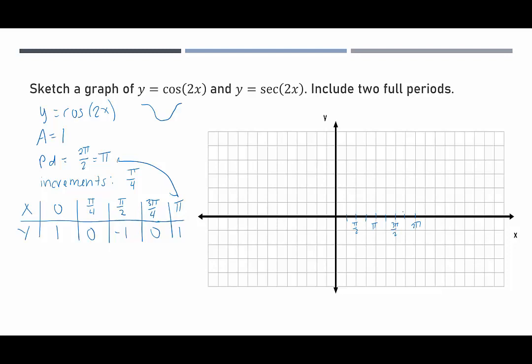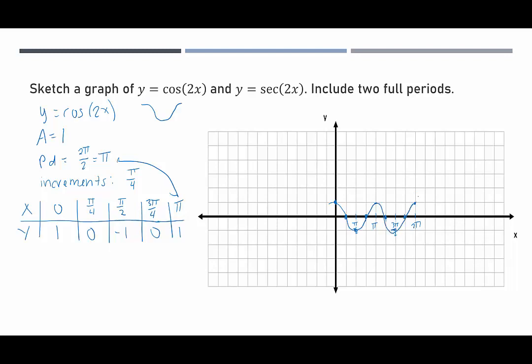We know the midline is going to be at 0. And we can just graph these points. So we have 0, 1, pi over 4, 0, down to the bottom at -1, back to 0, back up to the top at 1. We can do our second period if we want to. Back down to 0, down to -1, back up to 0, up to 1 at 2 pi. Okay, so now, how does this help us? Oh, let's make a nice smooth curve here. So we're going to go down, up, down.